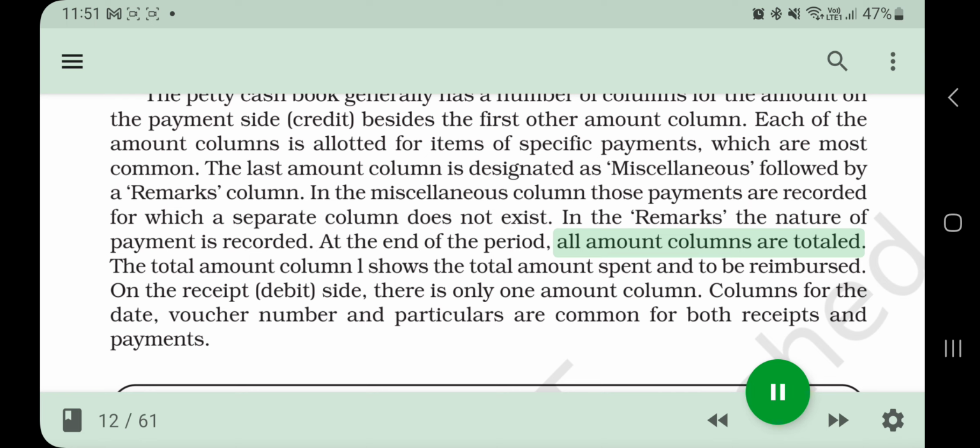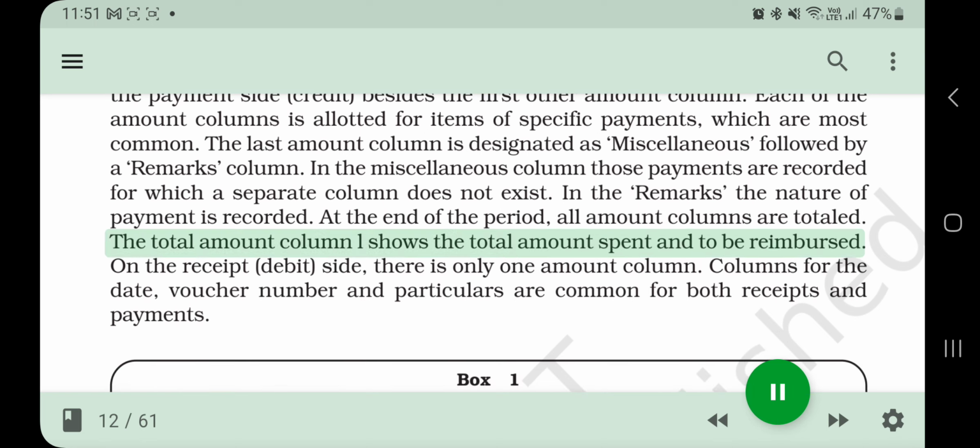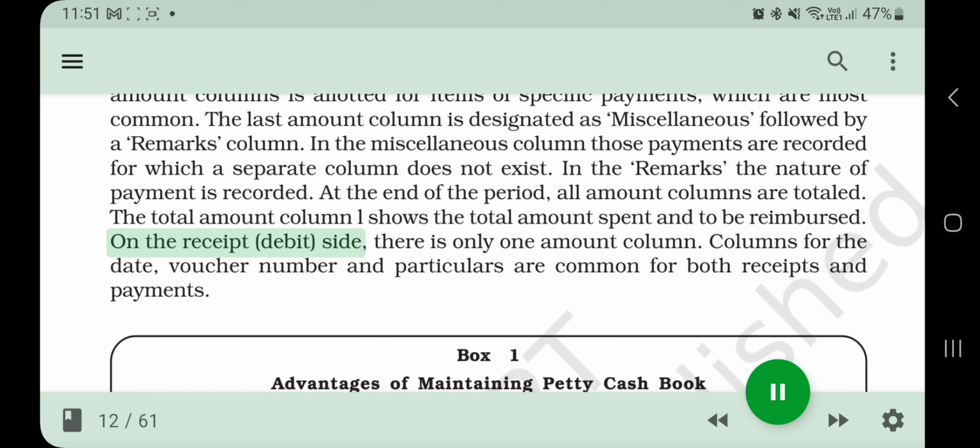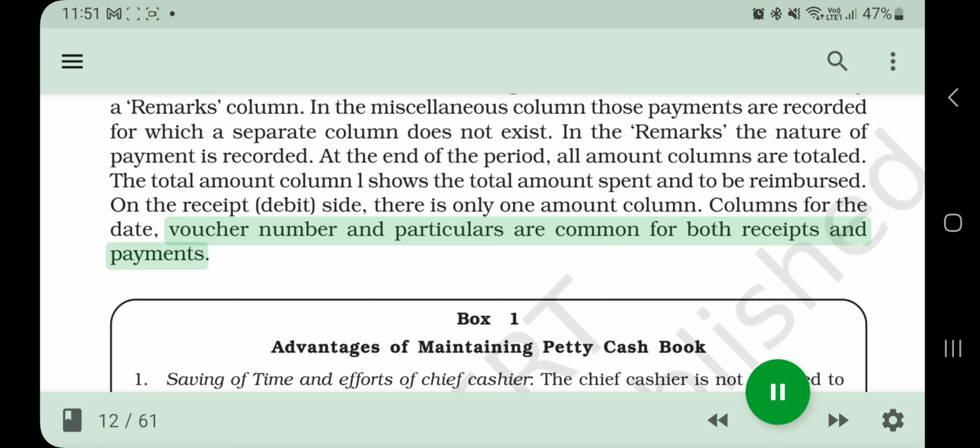At the end of the period, all amount columns are totaled. The total amount column shows the total amount spent and to be reimbursed. On the receipt, debit, side, there is only one amount column. Columns for the date, voucher number and particulars are common for both receipts and payments.